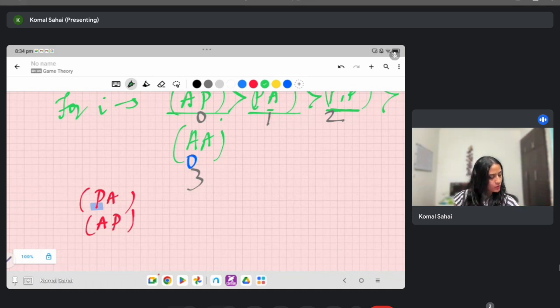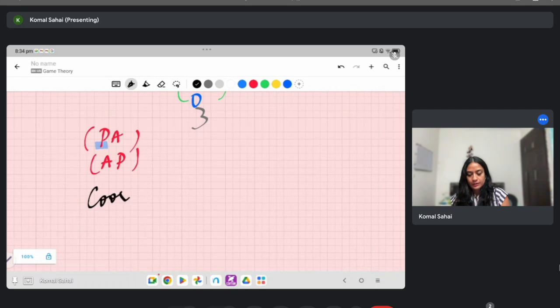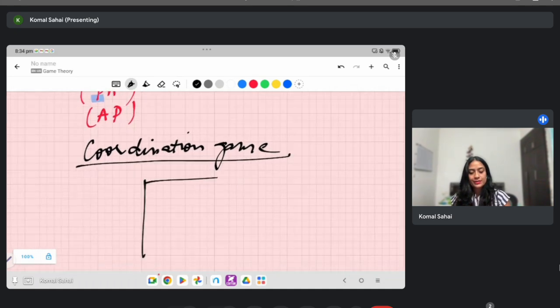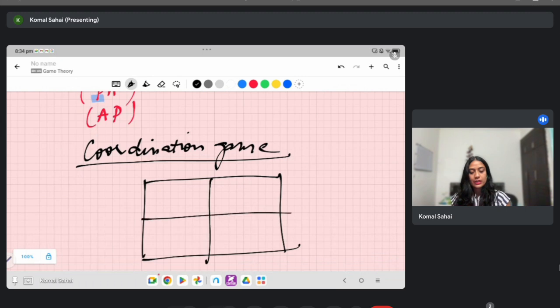There's another game called the coordination game, and this is a variant of the battle of sexes. A coordination game is a game in which, let me just discuss that. In the coordination game it's just like the battle of sexes, but the issue is that now Rahul and Anjali both prefer stand up to clubbing. So this is stand up, clubbing, both of them prefer this.